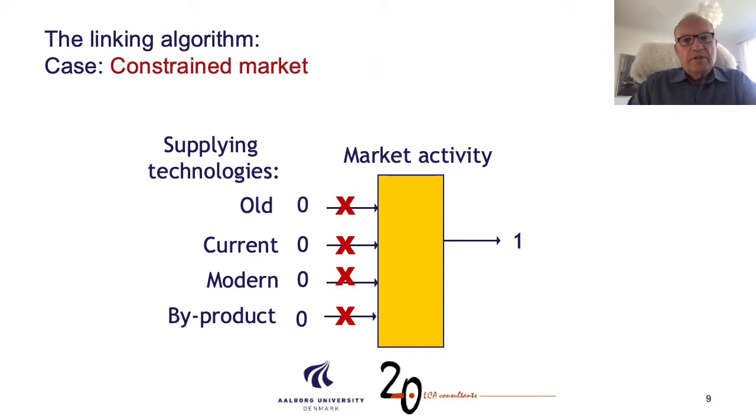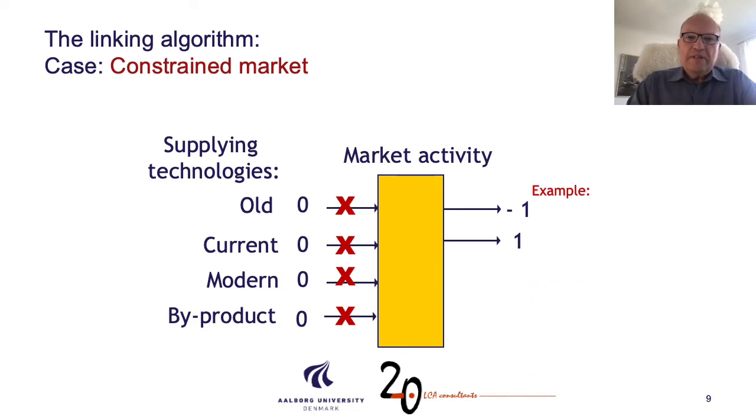You can also have a situation where the entire market is constrained. None of the suppliers are able to react. But what happens then? When we have a demand, we need to fulfill that demand. So we fulfill it by somebody else giving up their supply. This is called the marginal consumer.